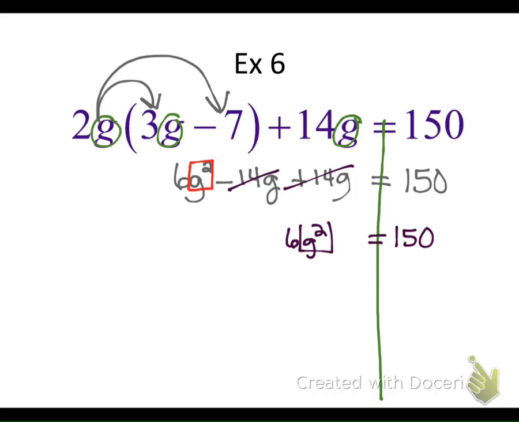Now, again, if I'm trying to get that g by itself, how do I get rid of the 6? Yeah, divide. So I'm going to divide each side by 6. So then on my left side, I have my g squared. And on my right side, what's 150 divided by 6? 25.